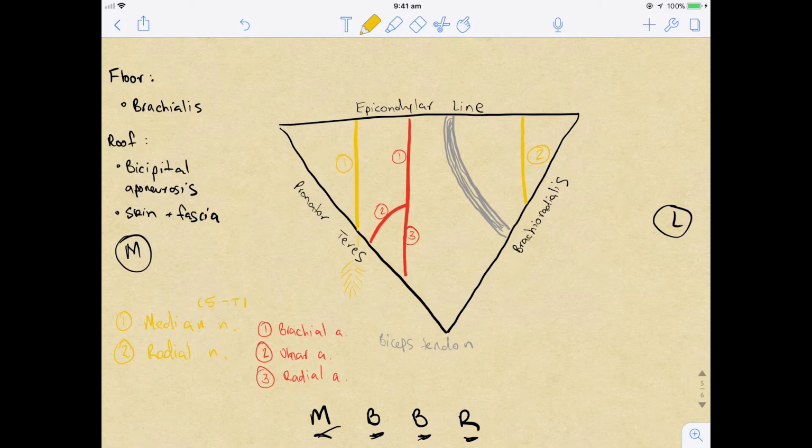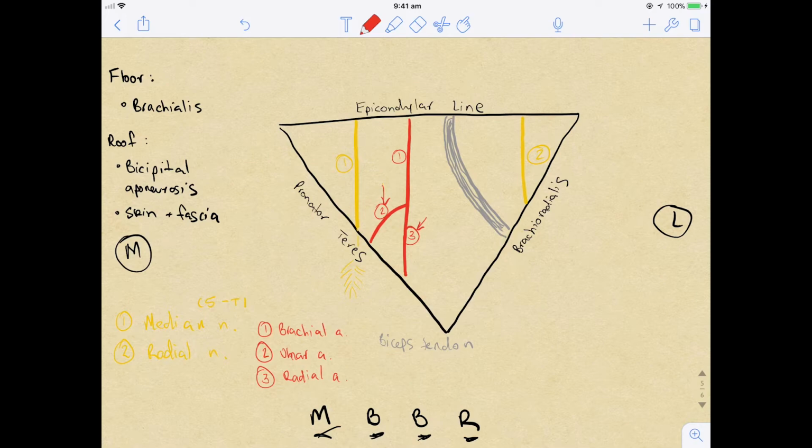Now the brachial artery, about three quarters of the way down into the fossa, gives off the ulnar artery, which we labelled as number 2 here, the ulnar artery. So the brachial artery, after giving off the ulnar artery branch, continues as the radial artery.